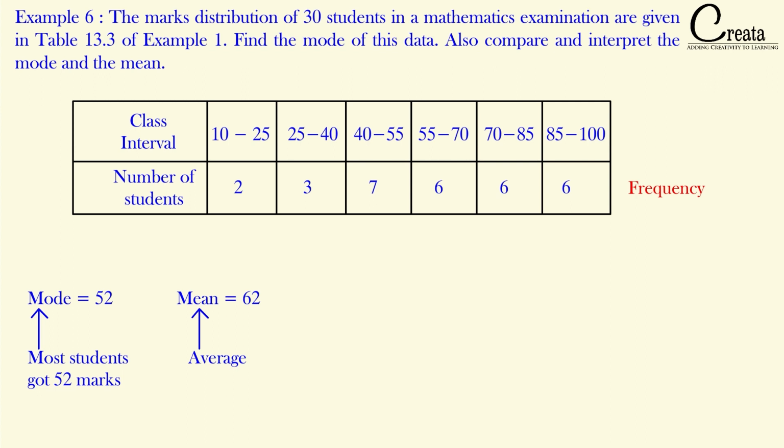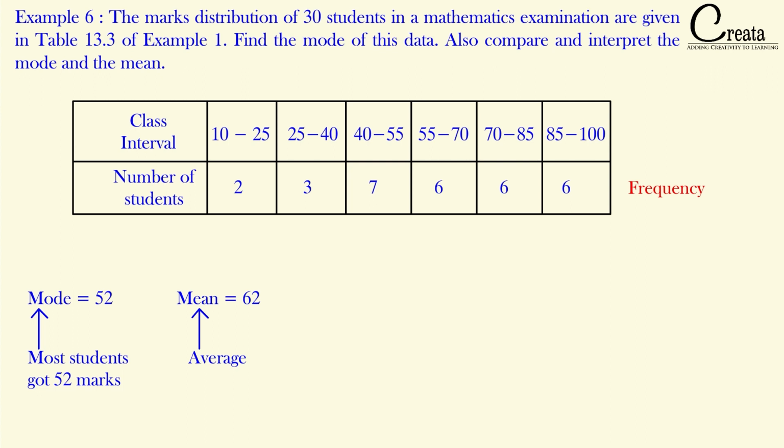Are you able to compare mode with the mean? In the next few moments, I will give you a visual explanation. What is the difference between mode and mean and how you should visualize it. But for the time being, the maximum students got marks of 52 and the average of the class is 62, which is the mean.